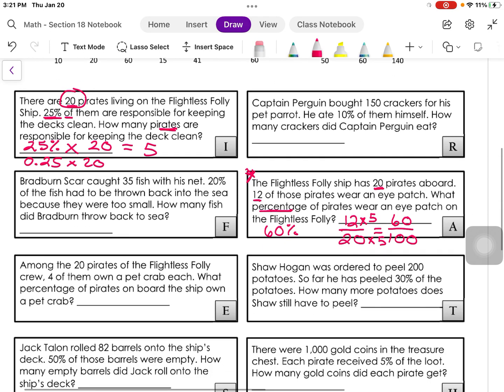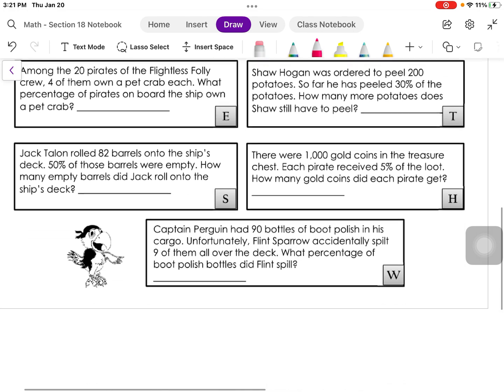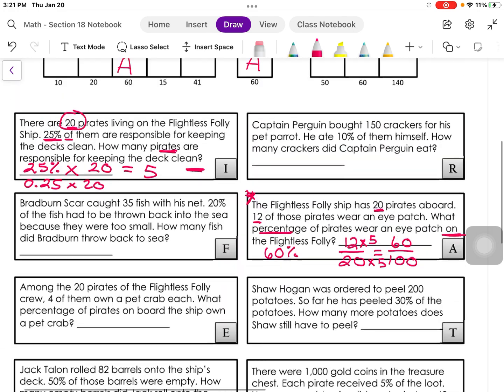Okay, try the rest of them. They might be like I. They might be like A. Try to figure out what the clues mean. Hit pause and go do clue 4.